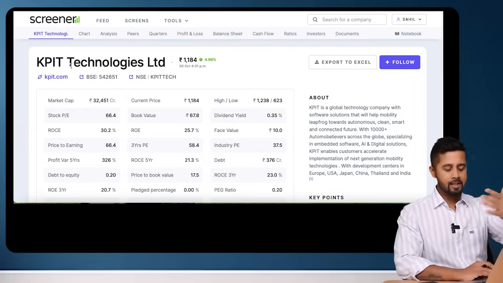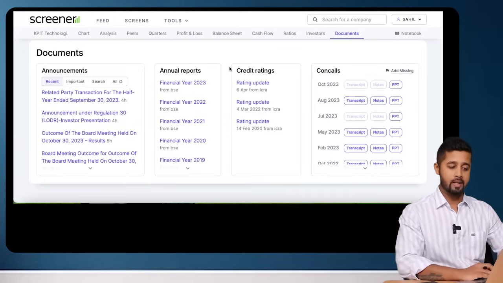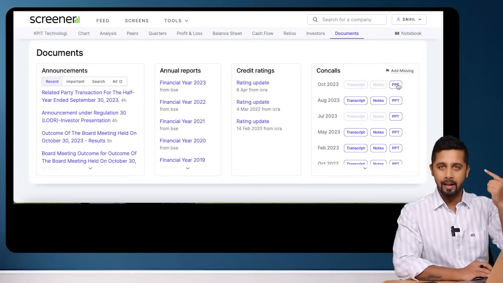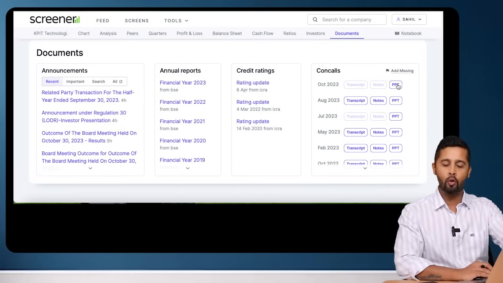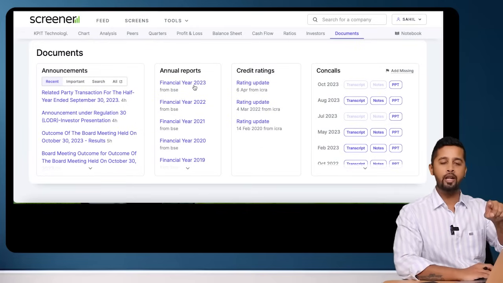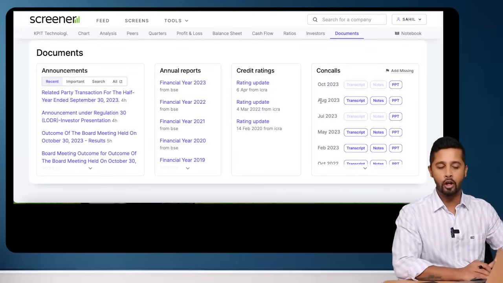So first of all, let's continue the example of KPIT. First start with the business model. On top, you can see this section called documents. If you refer to this, you will get the annual report. You will get the latest presentation. After every quarter, the majority of good companies publish these quarterly presentations updating about it, because the annual report is only published once a year, and these presentations are published every quarter. And then you have the transcripts also, which is basically the con call.